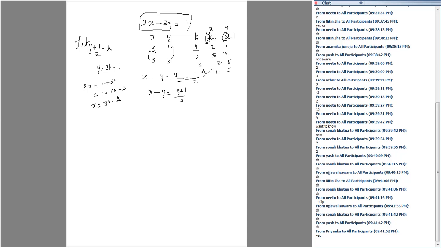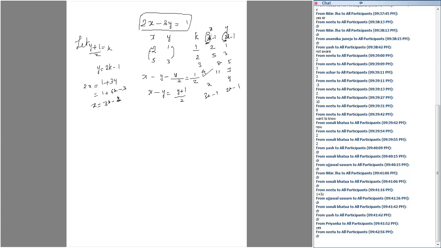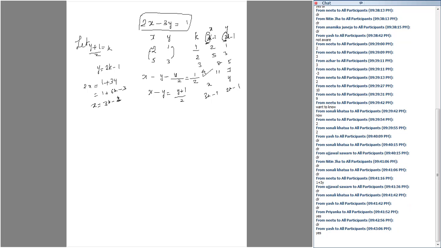Are you now clear? x is 3k minus 1, y is 2k minus 1. As k increases, x will increase by 3 and y will increase by 2. Are we clear now? I don't think I'm getting yes from many of you. Are you clear or not?